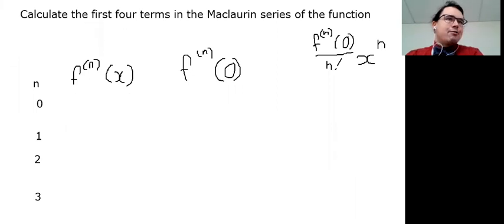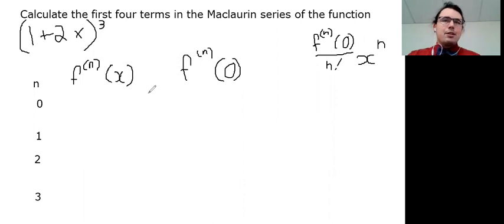Let's look at another function. Now I want 1 plus 2x. I'm going to raise this whole quantity to the power 3. So here we see some non-trivial chain rule. Once again, the 0th derivative of the function is just itself. I have differentiated 0 times.